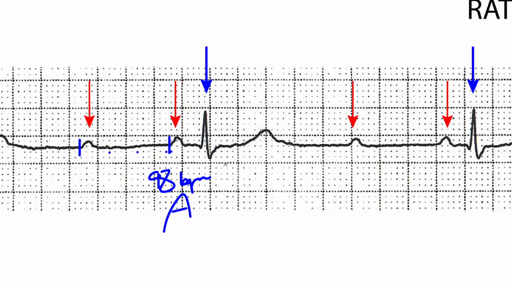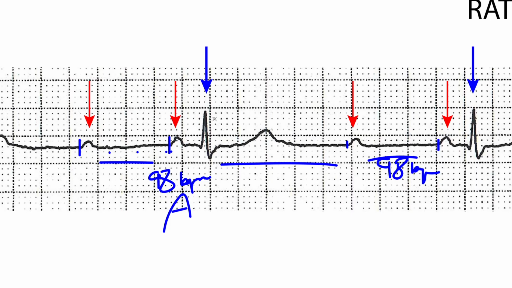And then here, I have no idea. And then again over here, we get 300, 150, 100, a little bit less, so the rate is the same. So interesting, the rate here and here is the same. So now I'm definitely suspecting second-degree block or block of some sort, maybe even a complete heart block.